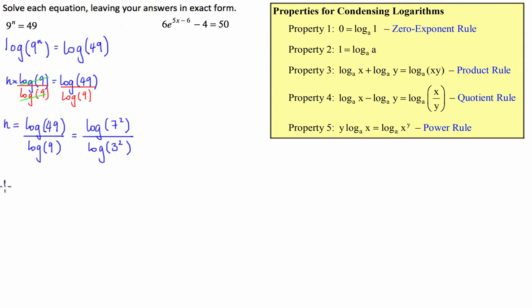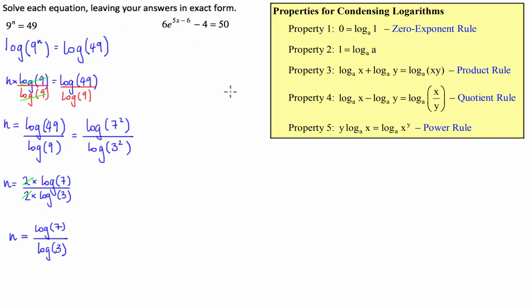So I'm going to have n is equal to 2 times the log of 7 divided by 2 times the log of 3. And you guys are probably well aware of what's going to happen here. The 2's will be able to cancel each other out. And I'm going to be left with n is equal to log of 7 on log of 3. Cool. So let's get on to this second algebraic expression.